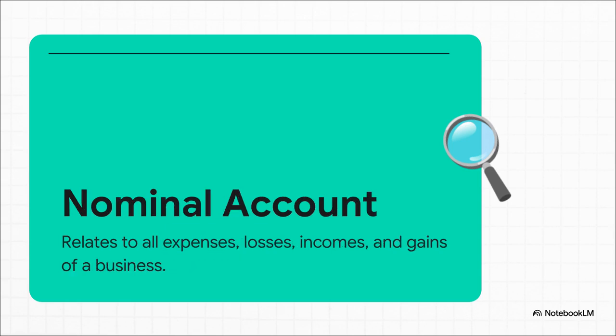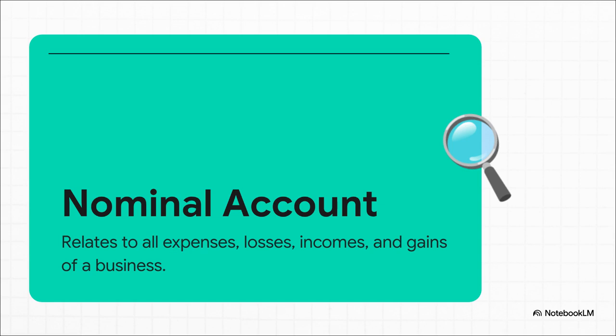Bucket number 2 is the nominal account. Now, if real accounts represent what you own, nominal accounts represent what you actually do. This category focuses squarely on the day-to-day operational reality of running your business. It captures every single expense and loss that drains your resources, like paying the monthly rent, covering employee salaries, or, say, absorbing a loss from a warehouse fire.